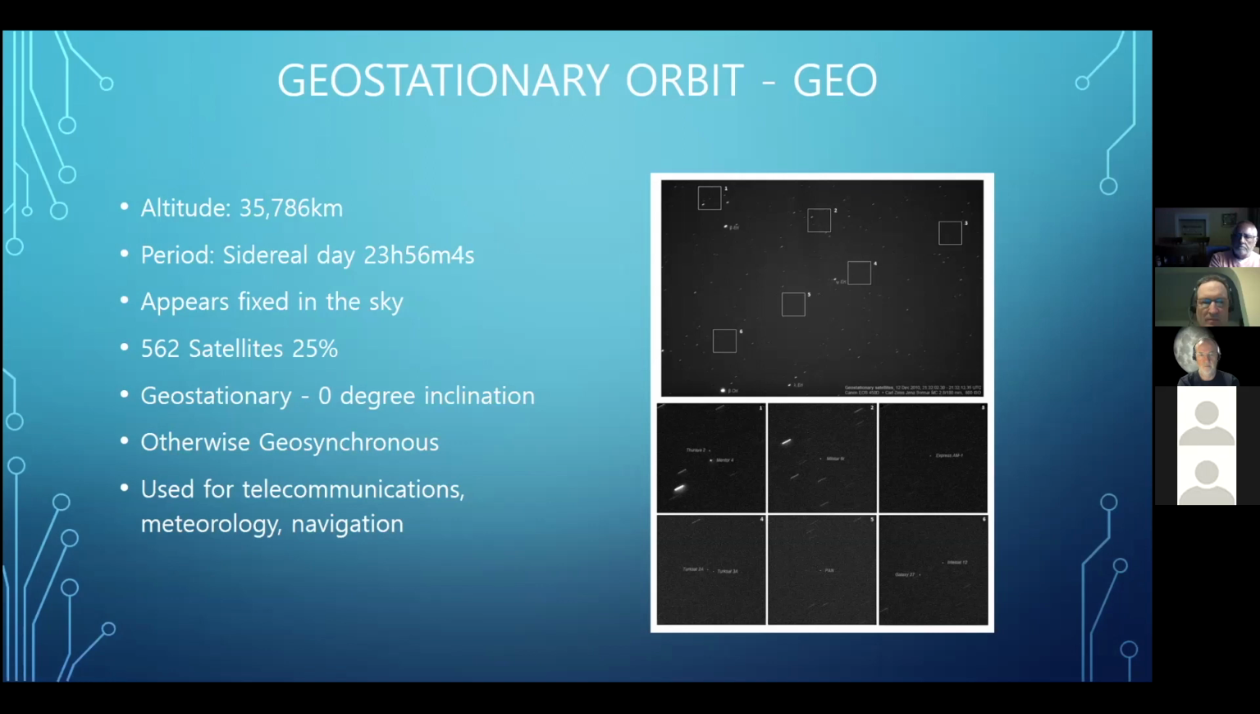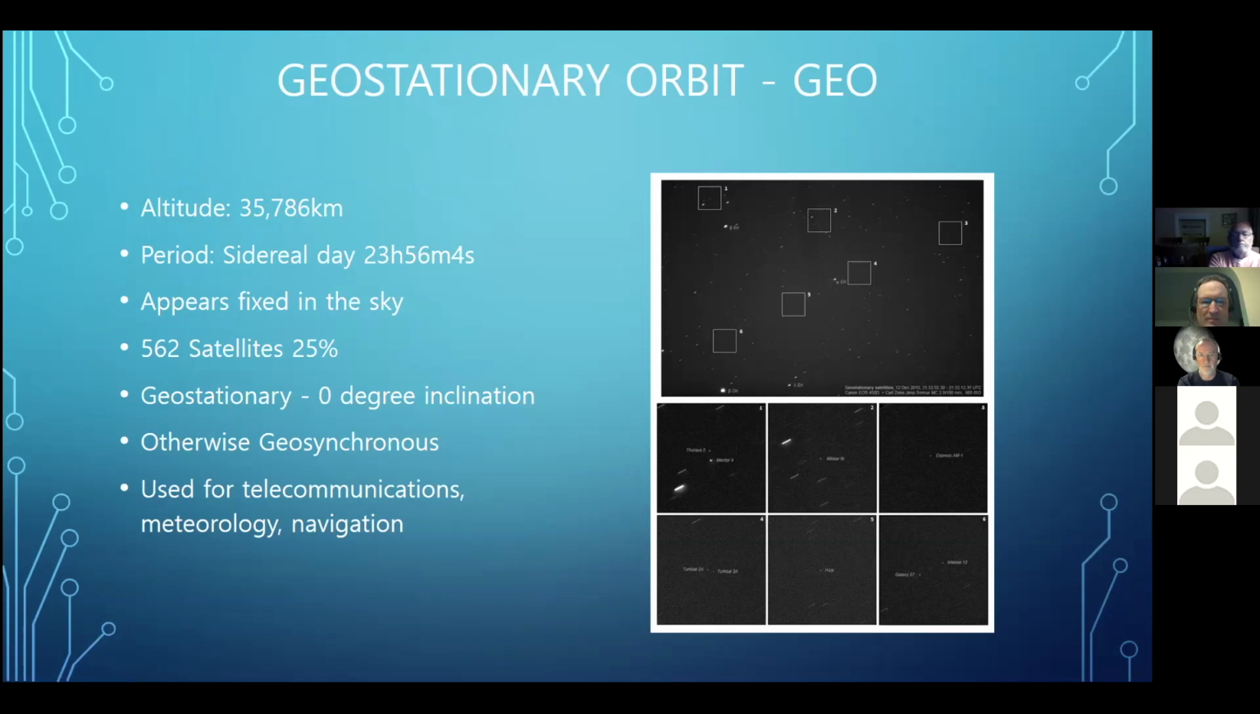So when you look up at the sky, it does not move. They make perfect targets if you take non-tracking pictures of the sky. Everything will move because the Earth rotates, except these satellites, so they're quite easy to spot that way. They all sit above the equator. That's when we call them geostationary, so they are at 0-degree inclination.